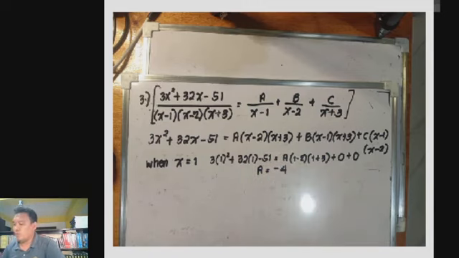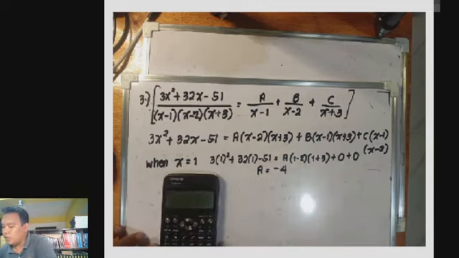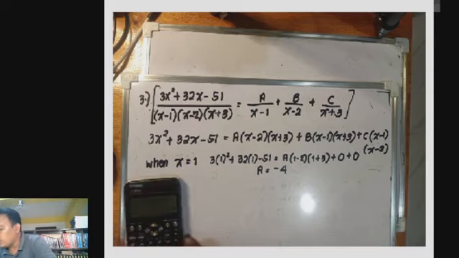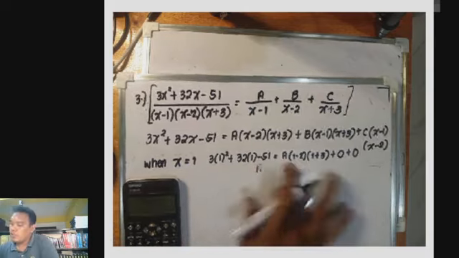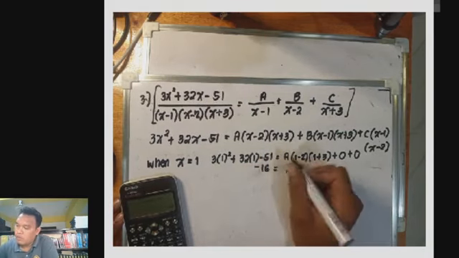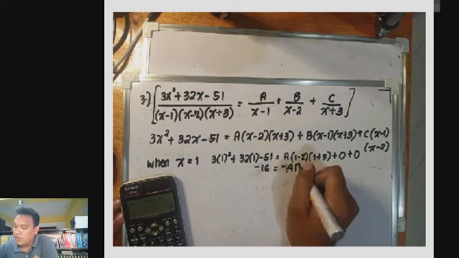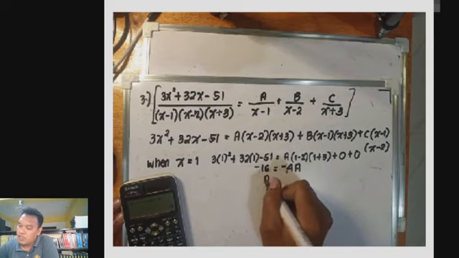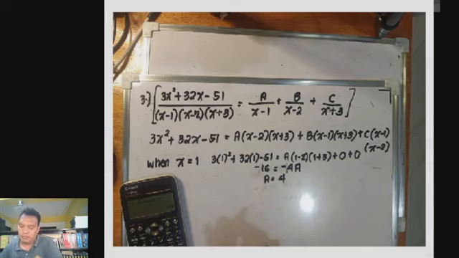Okay? So to make sure, you can calculate that: 3 times 1 squared plus 32 times 1 minus 51 equals negative 16, which is equivalent to negative 4a. So a is equivalent to 4.